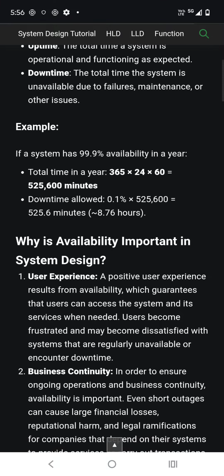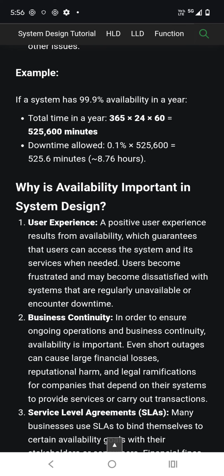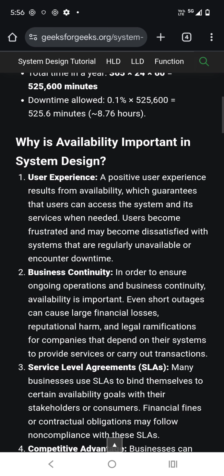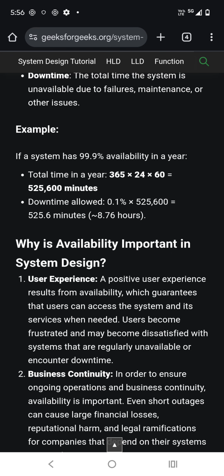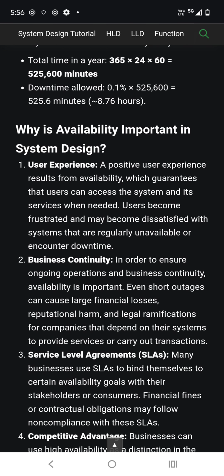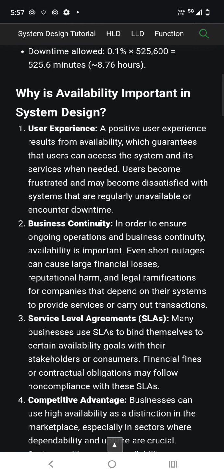So whenever the availability is very high, the likelihood of customers using that system will be very high. The higher the availability, the higher the likelihood, and people will prefer to use that kind of system. So designing availability in system design is a key factor. Why is availability important? User experience, because you should get positive feedback. Whenever people are visiting your site or application, sometimes it is running, sometimes it is not running. What does it mean? Users will get negative feedback, so it is not good.